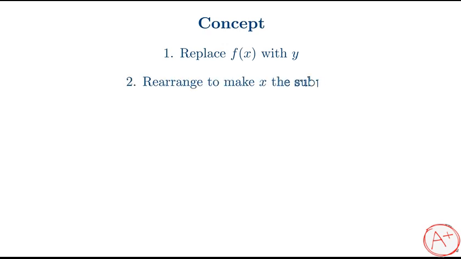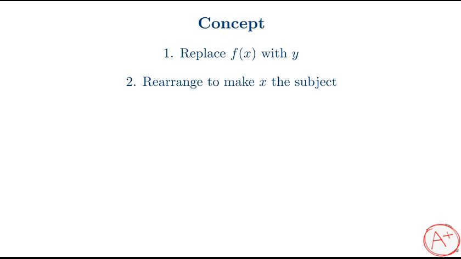To find the inverse expression algebraically, we follow a rigorous 4-step process. First, we set y equal to the function. This allows us to use standard algebraic manipulation. Second, we rearrange the equation to isolate x. This is the most challenging part of the process, often requiring you to complete the square if dealing with quadratics.